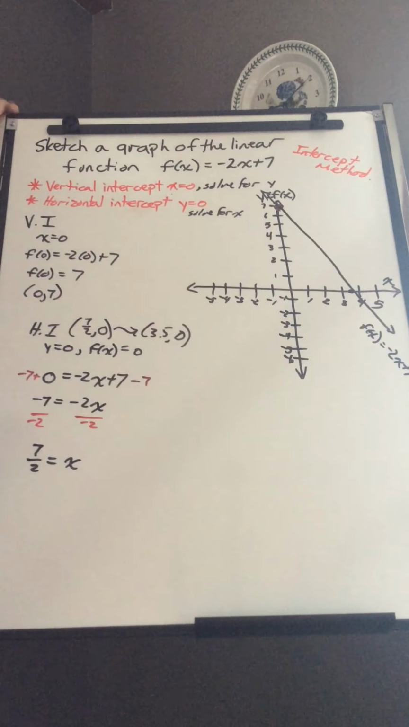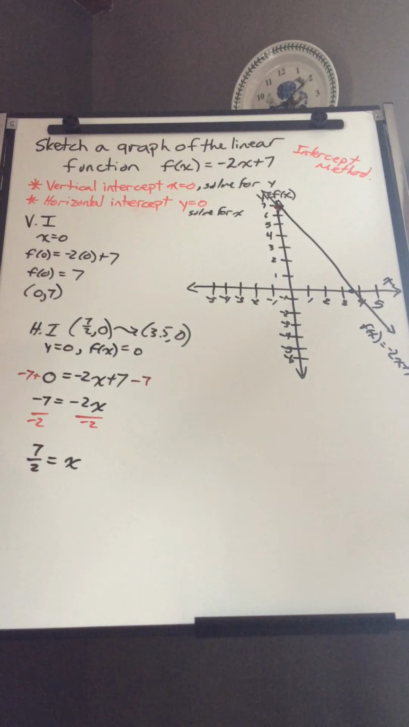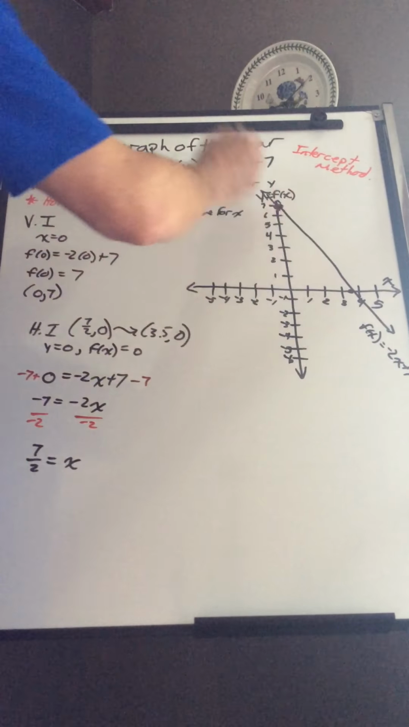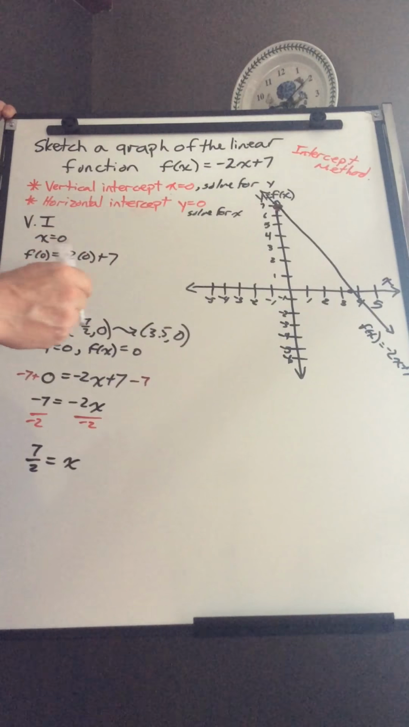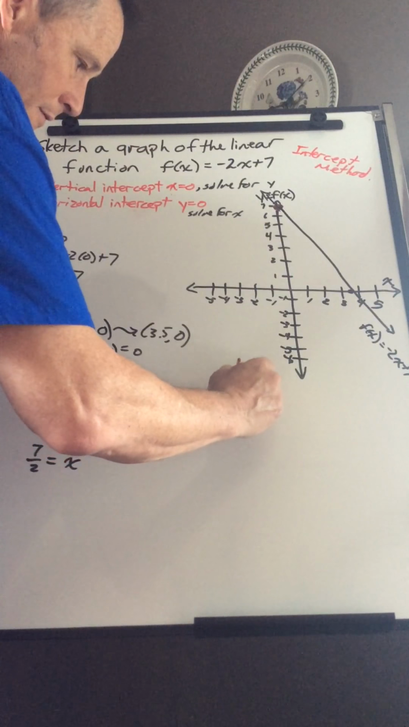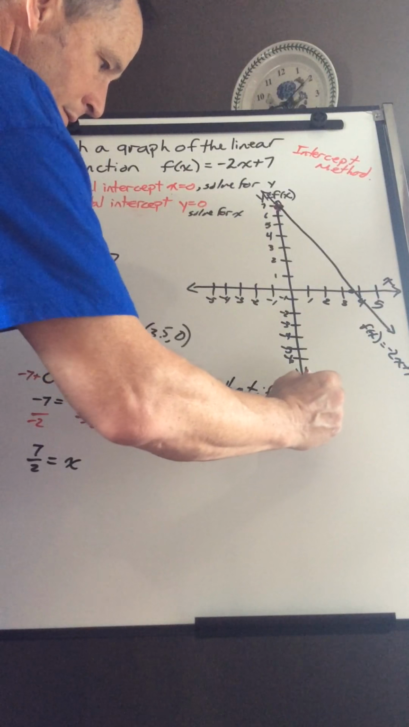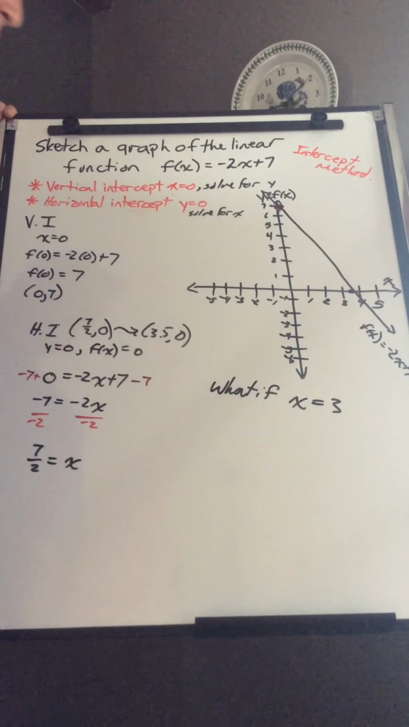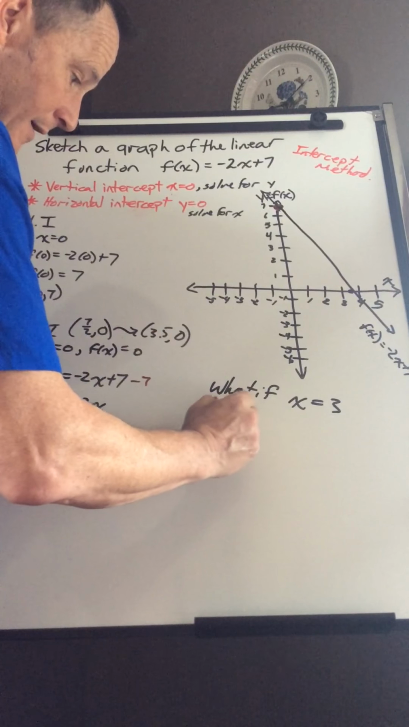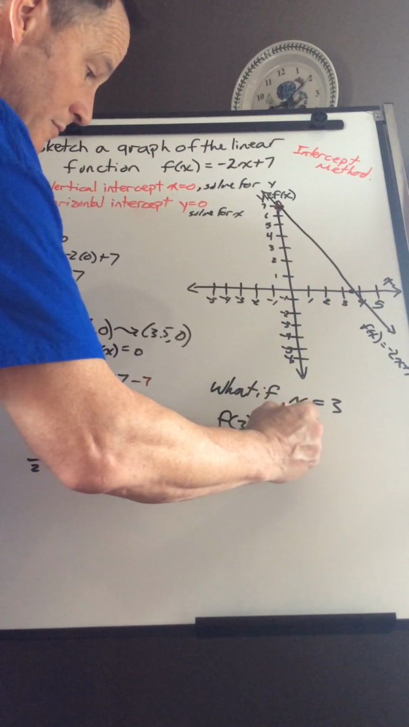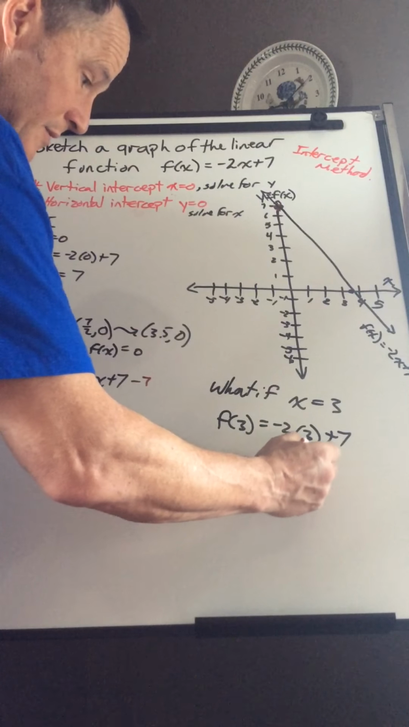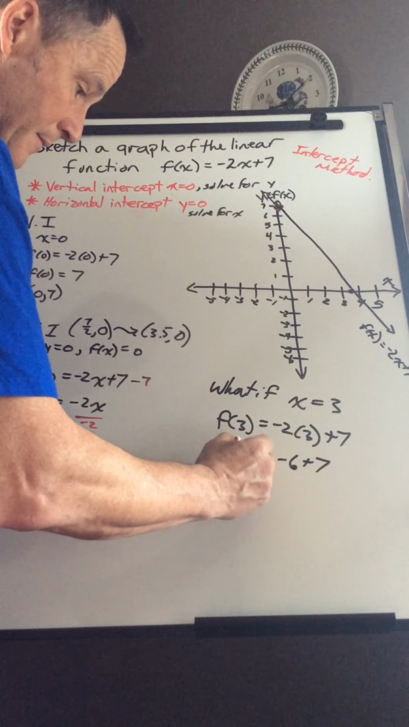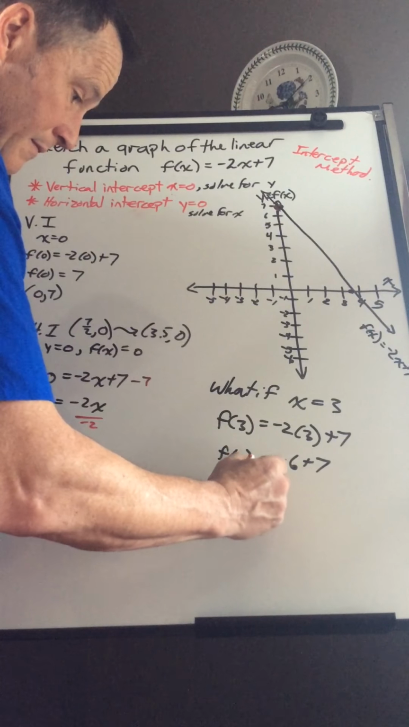Now, there's one other little thing that the book talks about, and I didn't even consider it, but I'm going to do it now. What if we wanted to know any point on the graph? Well, since this continues on forever, it's continuous, there's values for everything, you can just pick anything you want for x. So what if x equals 3? We just sub it in. F of 3 equals negative 2 times 3 plus 7. Negative 6 plus 7. So f of 3 equals 1.